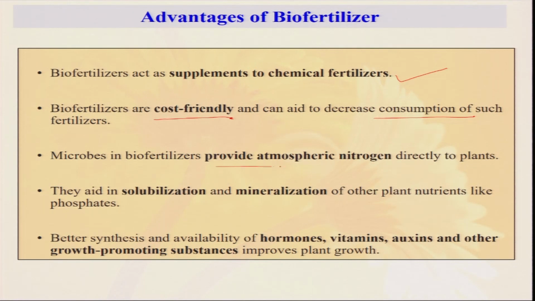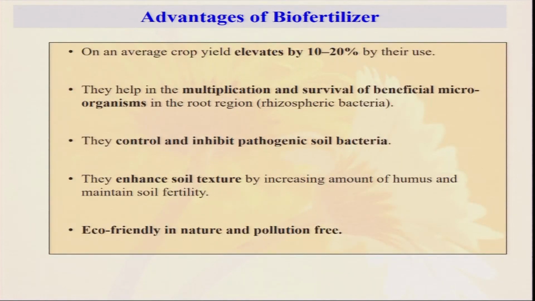They provide atmospheric nitrogen directly to the plants. They aid not only in giving the nitrogen, they also help in solubilization and mineralization of other micronutrients, potassium and phosphorus. They also increase the availability of hormones, vitamins and other growth promoting substances. They have a multi-dimensional role, and on average they enhance the yield by 10 to 20%. This is very much necessary.